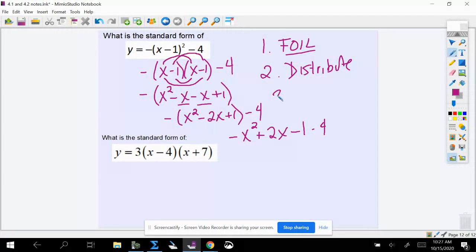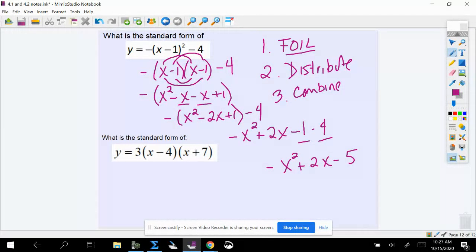And then your third and final step is going to be to combine any like terms. So in this case, my like terms are the -1 and the -4. So I get negative x squared plus 2x minus 5. So that's how you go from a vertex form equation to standard form.